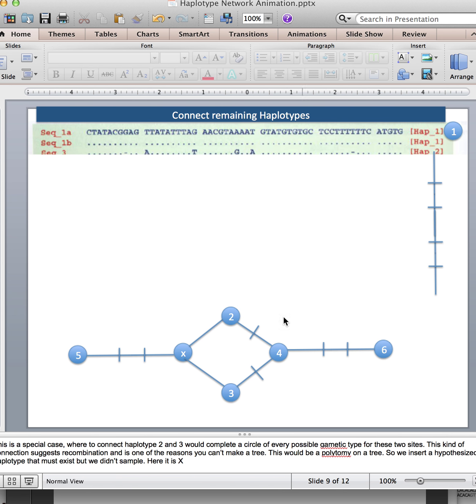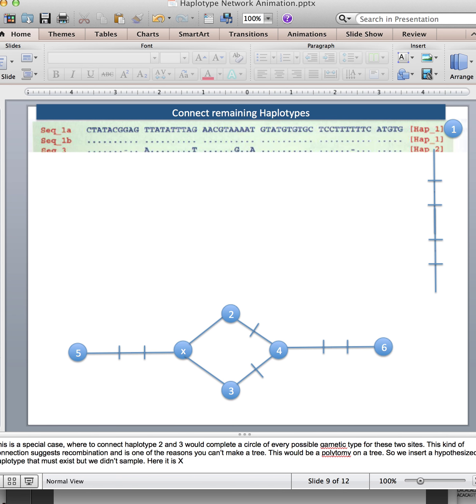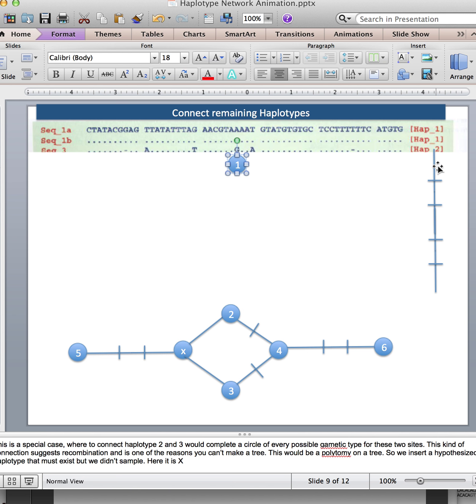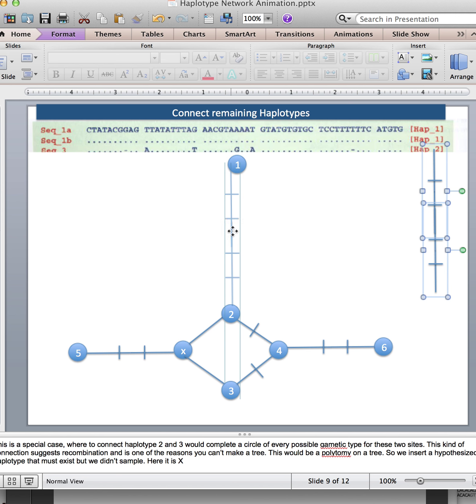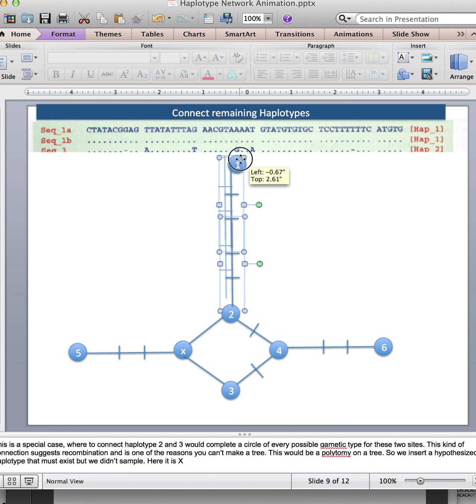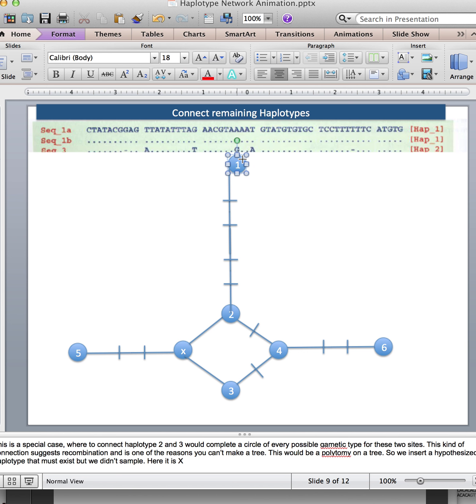So we've got this nice circle here, and then we need to connect our last haplotype, which is number 1. And number 1 is way up here, because number 1 is 4 mutations different from 2. If you look at haplotype 1, I can't move it, you can see that there's a difference here with a T to an A, G to a T, an A to a G, and a T to an A. And that's how we get from 1 to 2.